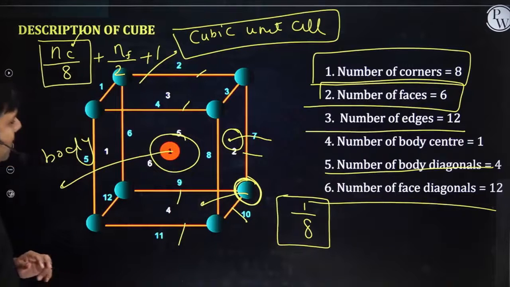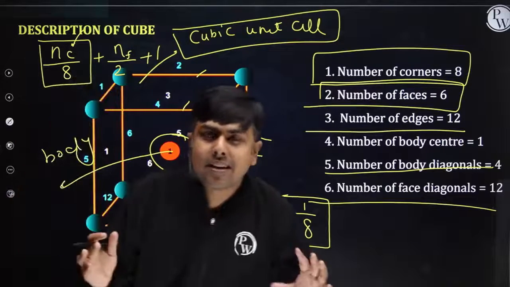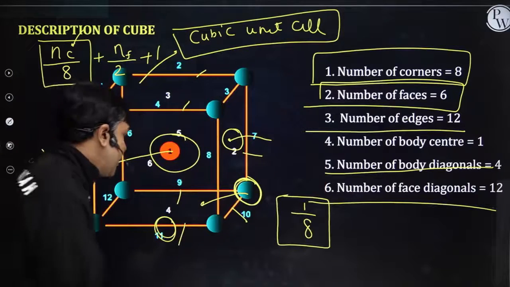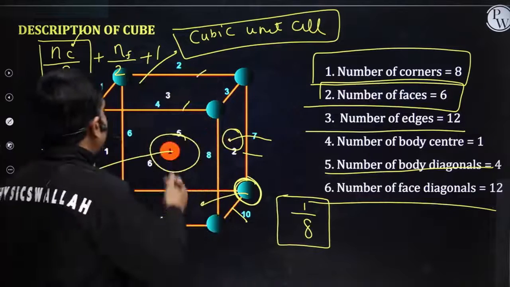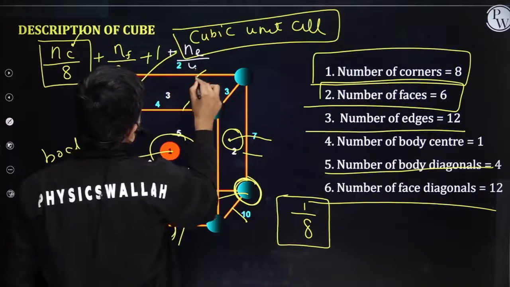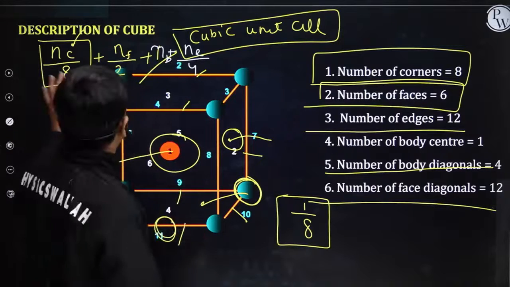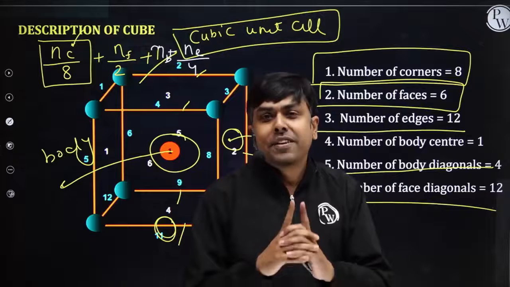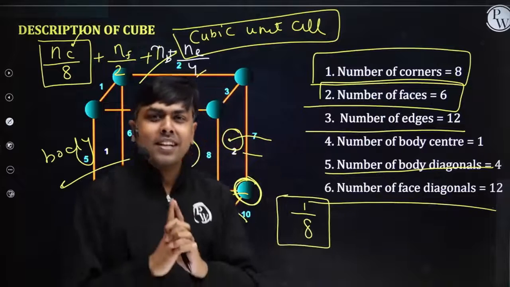Next, edge center. This is the edge center of this cube, right? Now if an atom is placed at the edge center, basically it is shared by 4 cubes. So in a particular cube, the net contribution will be 1 by 4. If Ne is the number of edges, then the net contribution of atoms coming from edges is Ne by 4. Nb, number of body center, 100% contribution. So this is how we calculate Z effective of atoms placed at different points in a cube. Am I clear, students? Let's move ahead.